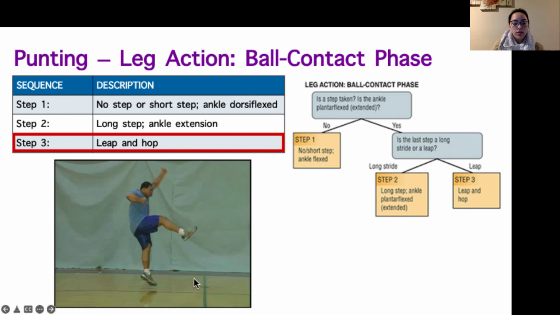Okay, so that's the developmental sequence for kicking and punting. In our next video, we will go through different forms of striking.